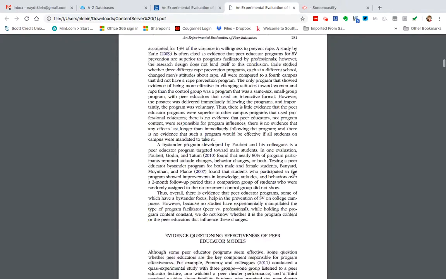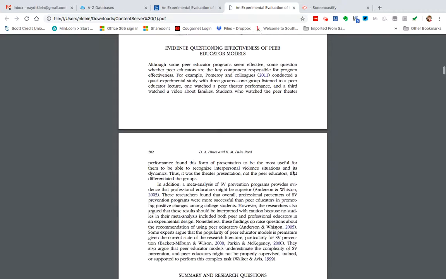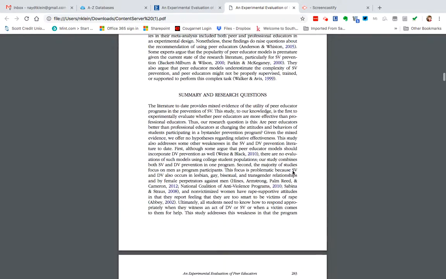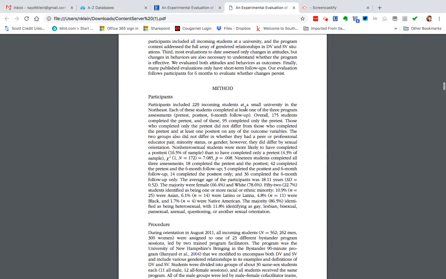But we're really just going to scroll down, and what we're looking for is we want to know what they're doing. So here's a little summary and their research question. So basically, what do they want to find out about when they implemented their program? So we're going to start looking at the method. So what did they do?